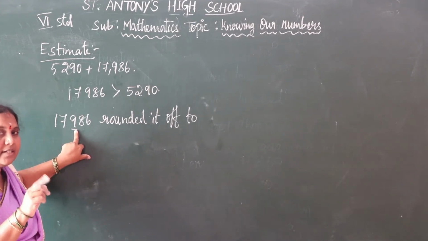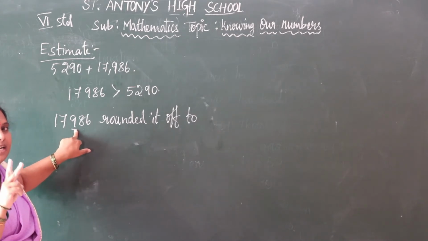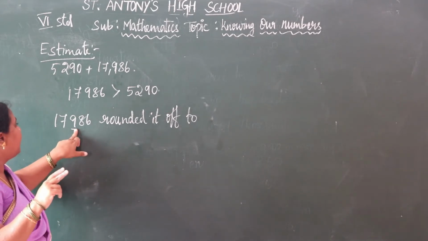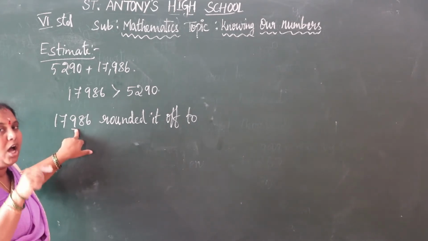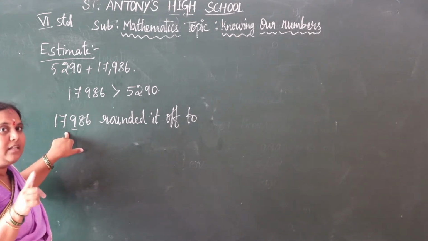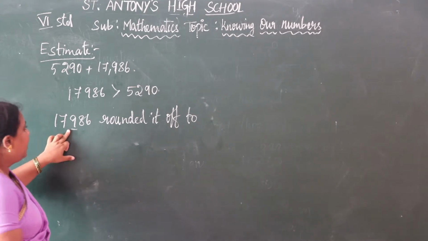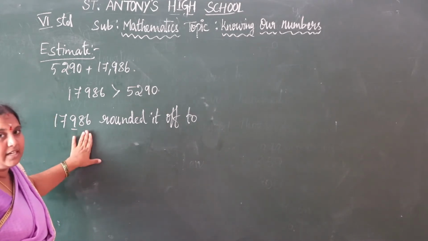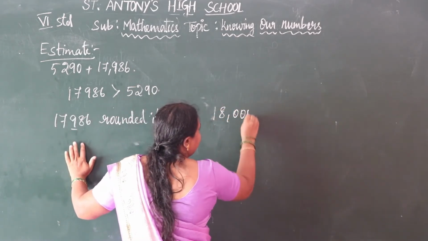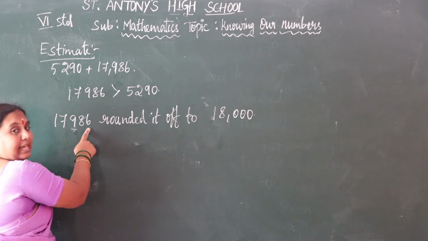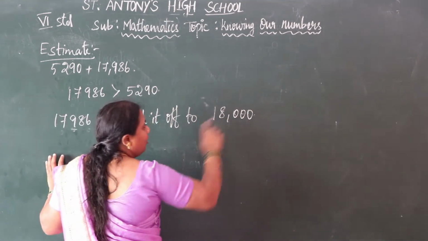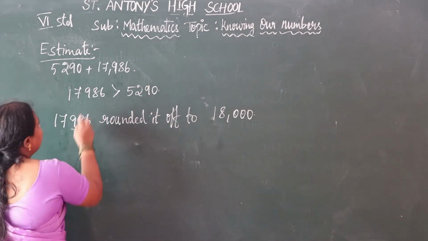So 9 comes under the second rule. In the second rule, what do we have? The number is rounded off to 0 and 1 is increased in the thousands place. So 17,986 is rounded off to 18,000. See, these all become 0 and 1 is added into the thousands place. So 18,000.